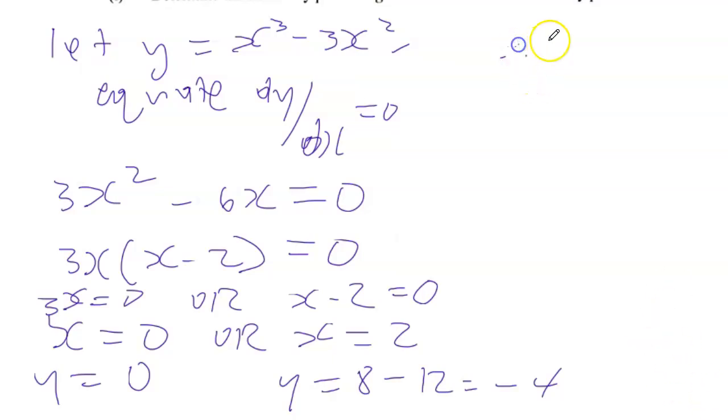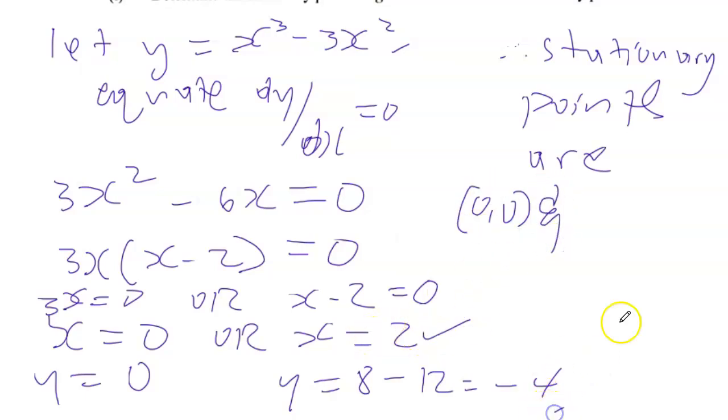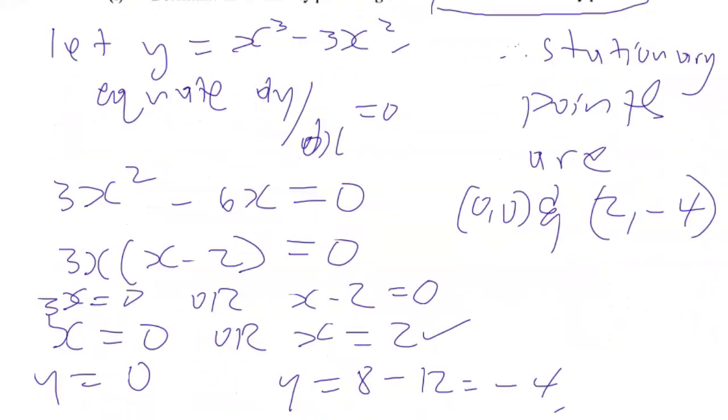So therefore, the stationary points, or turning points, are 0, 0, and when x is 2, y is negative 4. So 0, 0 and 2, negative 4 are our stationary points. We're also asked to determine the nature, whether the turning points are maximum or minimum. To do that, we need a second derivative. Let's find our second derivative now.